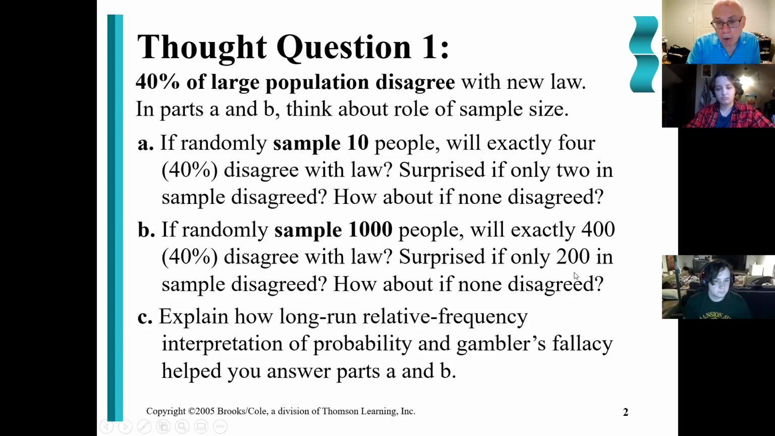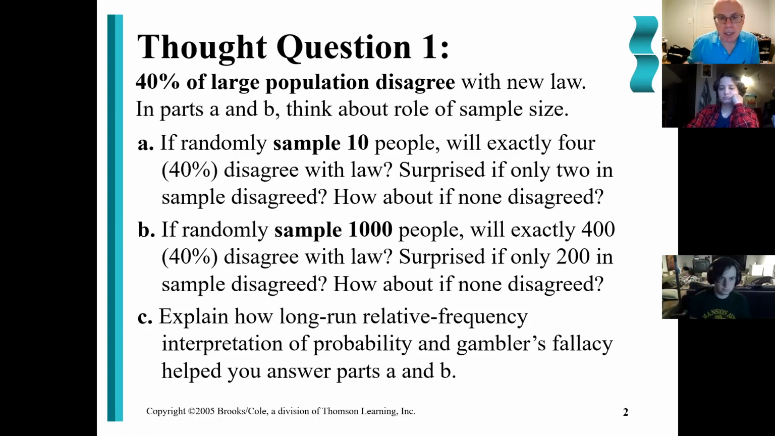So would you be surprised if you got only 20%, or 200 saying it out of 1,000? Would that be surprising? Well, it would be more surprising than if you got 20% with a sample of 10. 2 out of 10, not so surprising. But 200 out of 1,000 when you're expecting 400 out of 1,000, that's a little surprising, right? And none, that would be highly unlikely. So here's the deal. The bigger the sample, the more the sample will approach the population value.